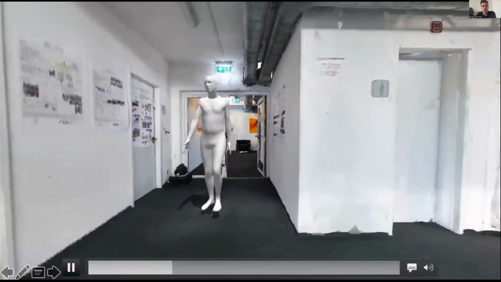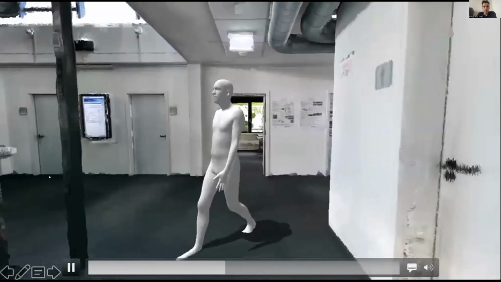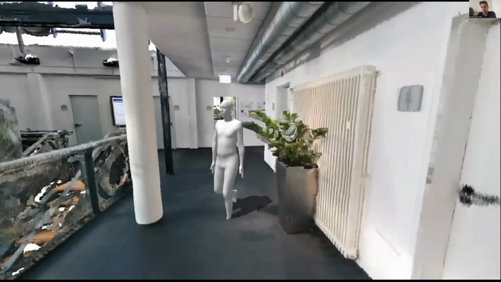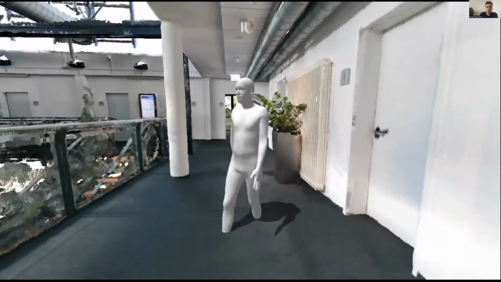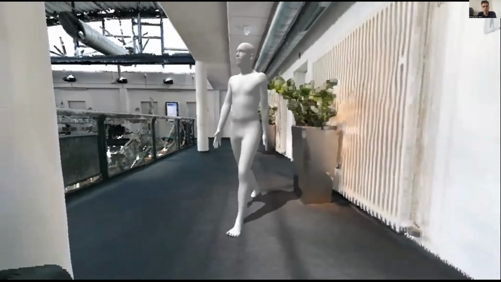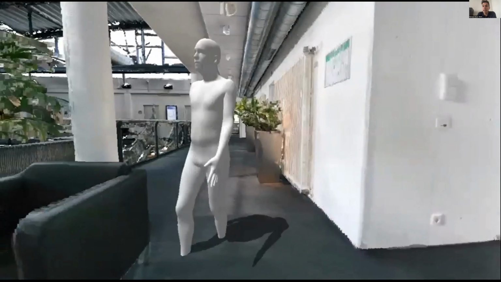So the person is not traversing walls like before, but they can still penetrate the ground or fly above the ground. Basically, the results are not very realistic. The reason is that visual localization itself is very challenging and you can have many errors. It's sometimes not that accurate. So it's difficult to obtain very good results by just combining visual localization and IMUs.